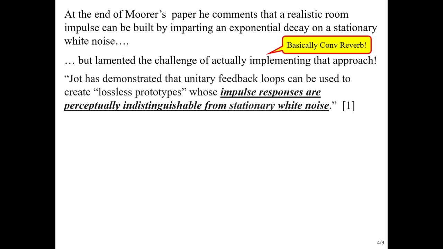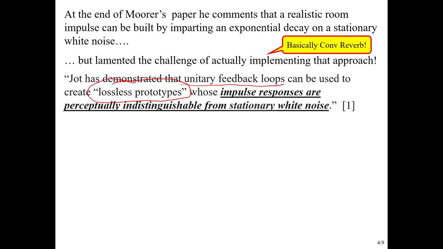And one of the things that they found was that you could use these unitary feedback loops or feedback networks to create what they called lossless prototypes. So those were those lossless systems where the total energy in equals the total energy out. And if you looked at the impulse responses of those things, this is one thing they recognized, they looked like stationary white noise. So they kind of stumbled upon a new way to generate fictitious stationary white noise.